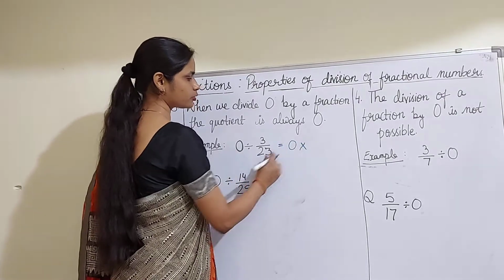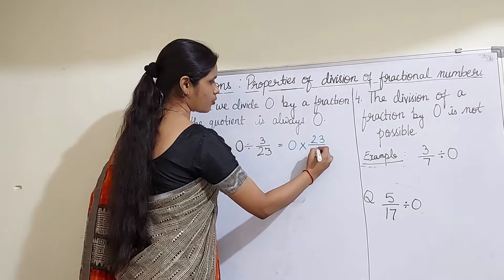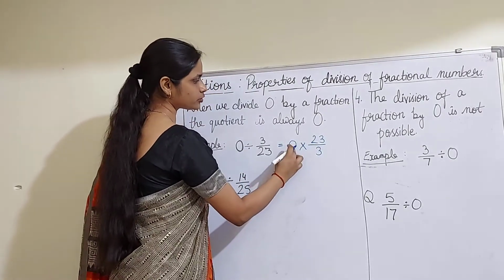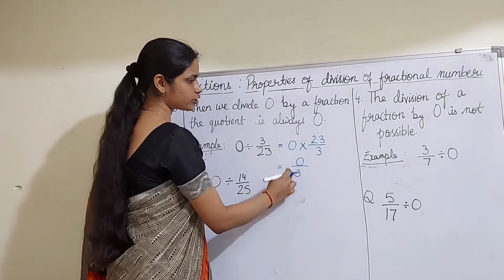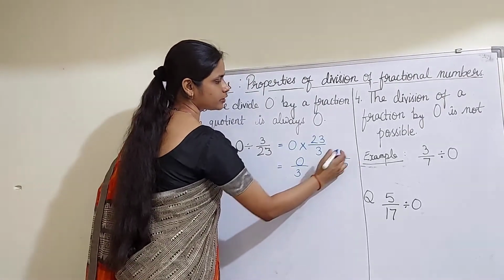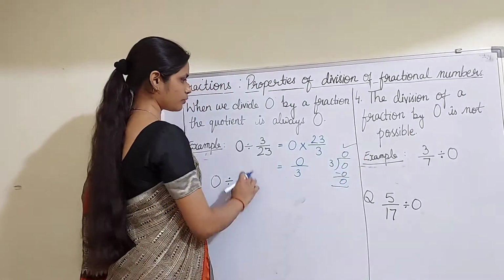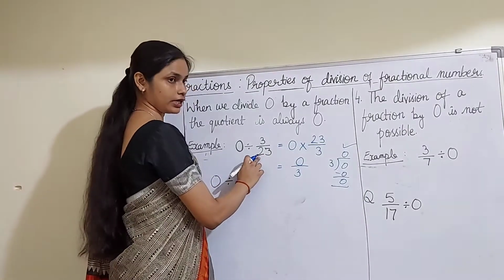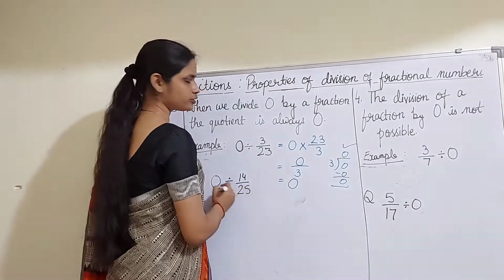We will put the sign of multiplication and take the reciprocal. It will be 23 upon 3. Then what will it be? 0 into 23 will give you 0 upon 3. Now when 0 is divided by 3, 3 zeros are 0. So what is the quotient? 0. So whenever we are dividing 0 by any fraction number, the answer will always be 0.